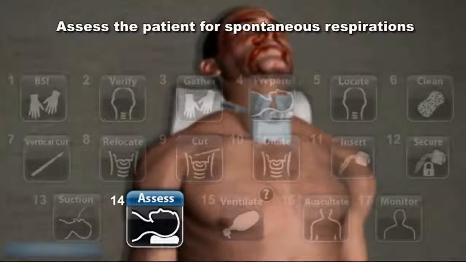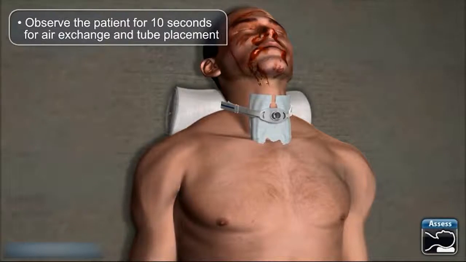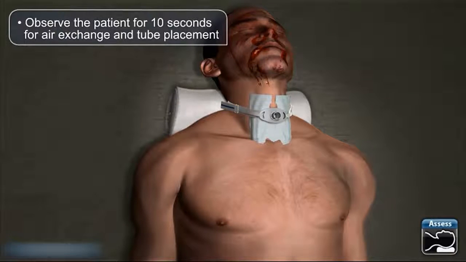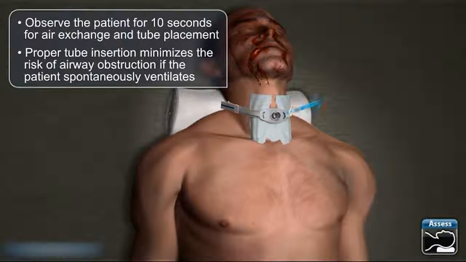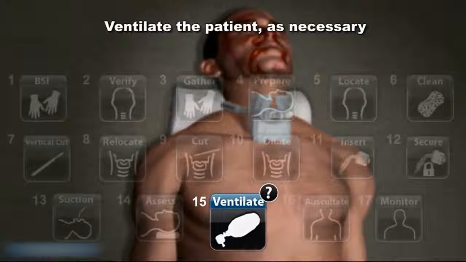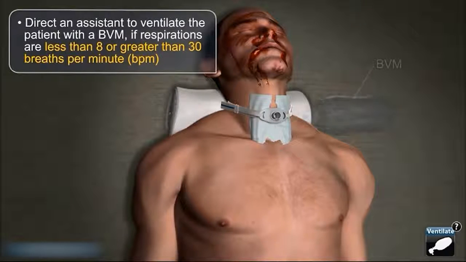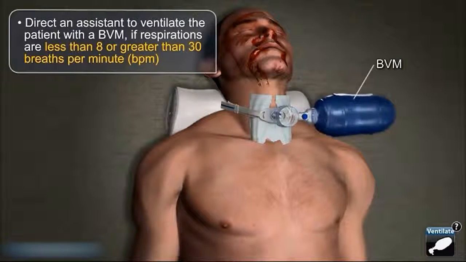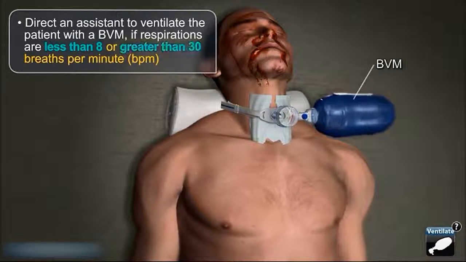Assess the patient for spontaneous respirations. Observe the patient for 10 seconds for air exchange and tube placement. Proper tube insertion minimizes the risk of airway obstruction if the patient spontaneously ventilates. Ventilate the patient as necessary. Direct an assistant to ventilate the patient with a BVM if respirations are either less than 8 or greater than 30.